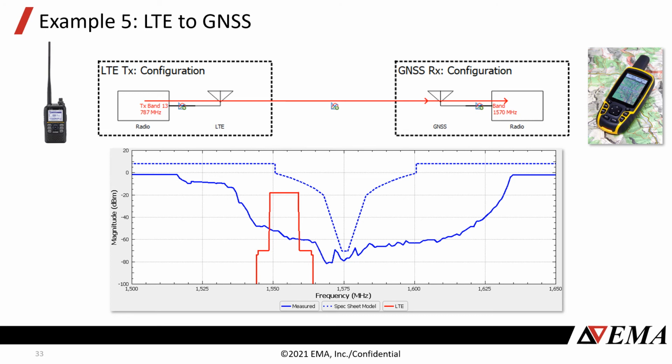So in our last example, we're going to consider an LTE modem as our transmitter, and we're looking at band 13, and then we're going to consider a GNSS receiver as our victim. And this system, the GNSS receiver, is tuned to L1, which is 1575.42 megahertz. Okay, so LTE is not a fixed frequency. The transmitted signal adjusts. It jumps from one frequency to the next over some defined frequency range.